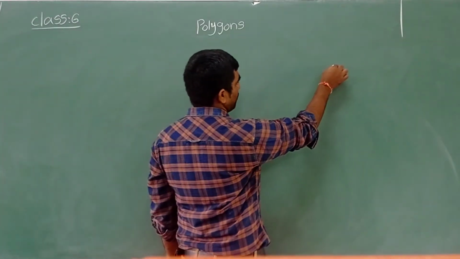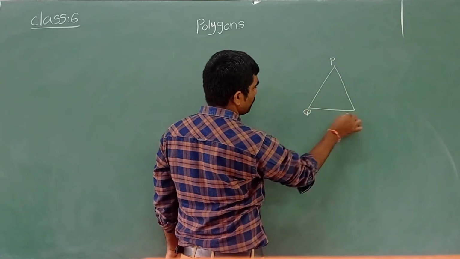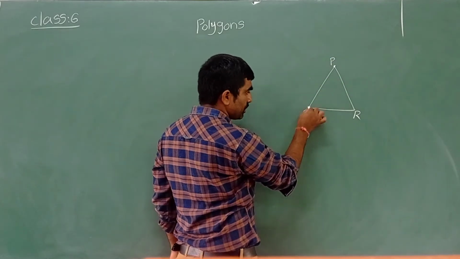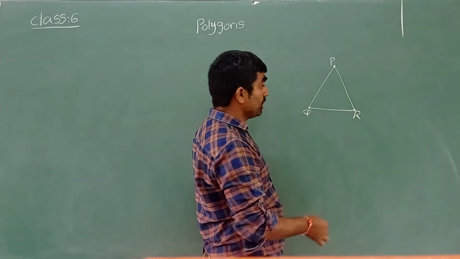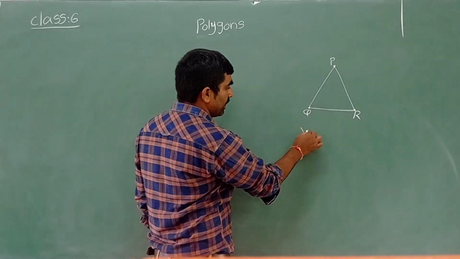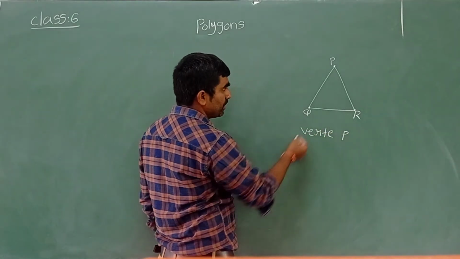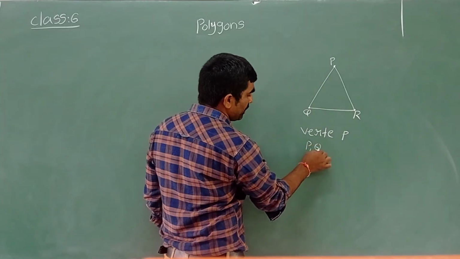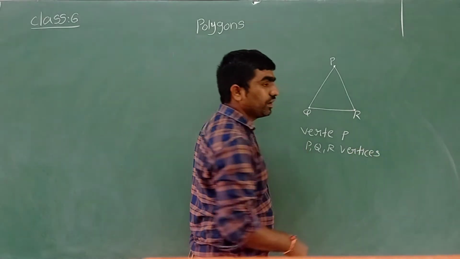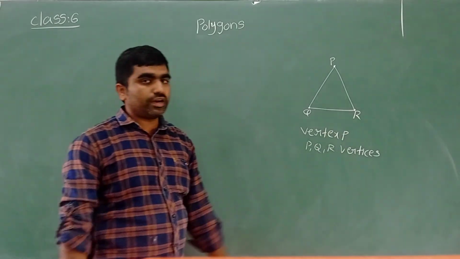Let me take one 3 sided polygon and name it. Let me take P, Q, R. These points are called vertices. P is a vertex, Q is a vertex, R is a vertex. If it is only one, we use the word vertex. If it is more than one, we use the word vertices, like singular and plural. Let me say P is a vertex. If I want to say about P, Q and R together, they are called vertices.